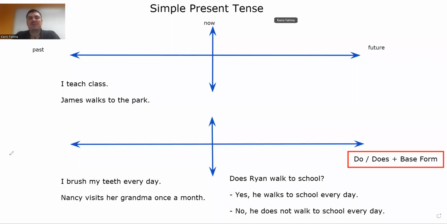Hello, class. Today we're going to talk about the three simple verb tenses. The first verb tense we're going to learn about is simple present tense.